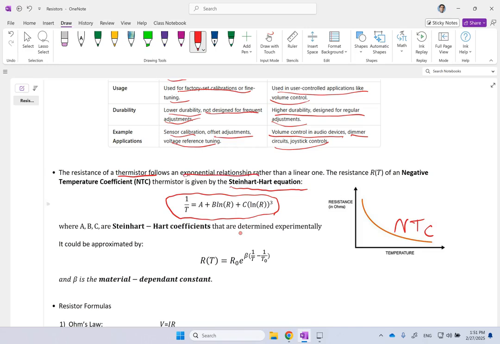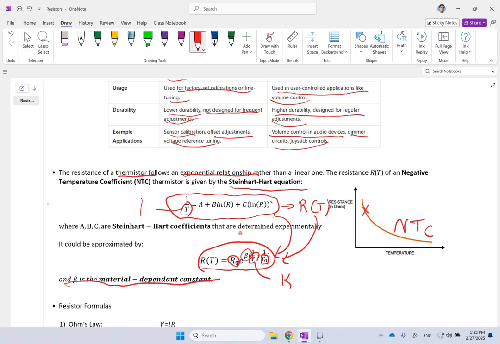Now you can approximate this relation. Instead of finding R from T here directly, which is almost impossible, you can approximate this equation, right? And say R is this exponential behavior. R naught times exponential of beta times (1 over T minus 1 over T naught), where T naught and R naught are your set temperature and resistance, one single point on this curve. Beta is what we call the material dependent constant, and T is the temperature in Kelvin. It's absolute temperature. The same goes for this formula. This T here is the absolute temperature. It's not in Celsius or Fahrenheit. This is in kelvins.